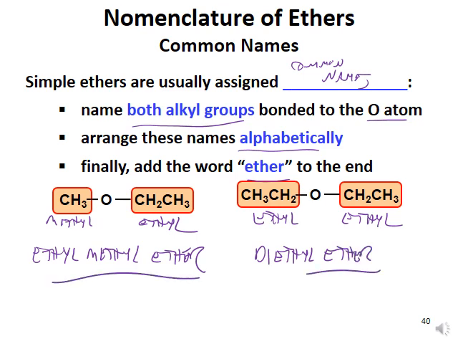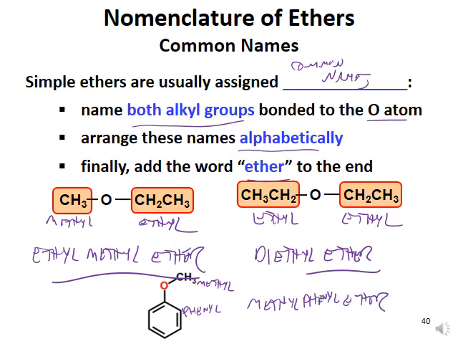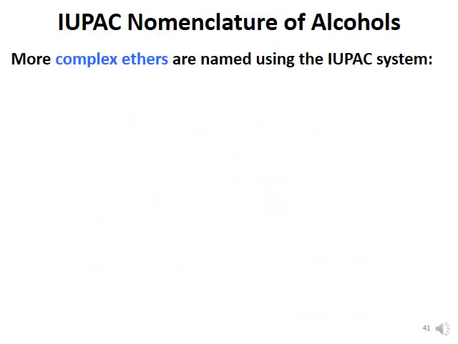Lemon squeezy, easy peasy. What about that guy? Well, they're two different, right? This is a phenyl group, and this is a methyl group. And M comes before P, LMNOP. So we're going to call this methyl phenyl ether. Good. So those were simple.